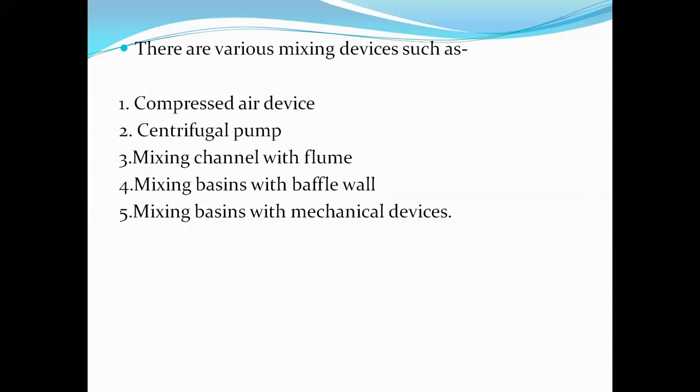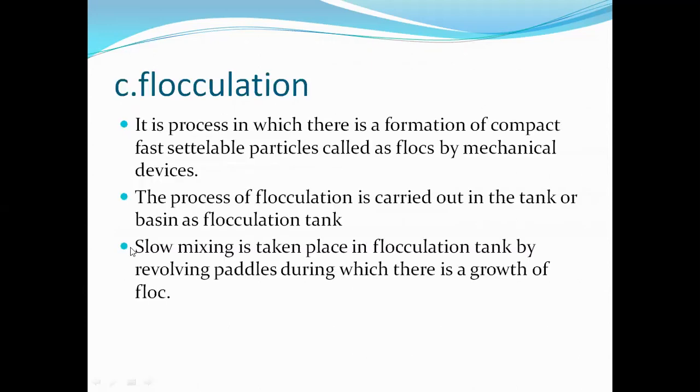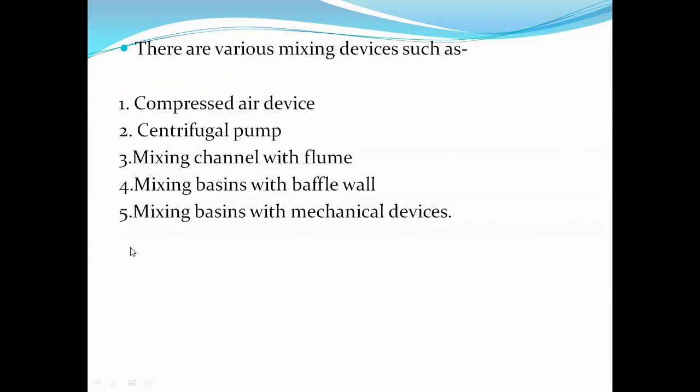Then, the mixing basin with mechanical devices. The mixing basin with some mechanical devices or mixers can be used for mixing. Now see, there are five devices which can be used for the mechanism of mixing. First is a compressed air device, second is a centrifugal pump, third is a mixing channel with flume, fourth is a mixing basin with baffle wall, and fifth is a mixing basin with mechanical devices. Hope you all get this process of mixing.